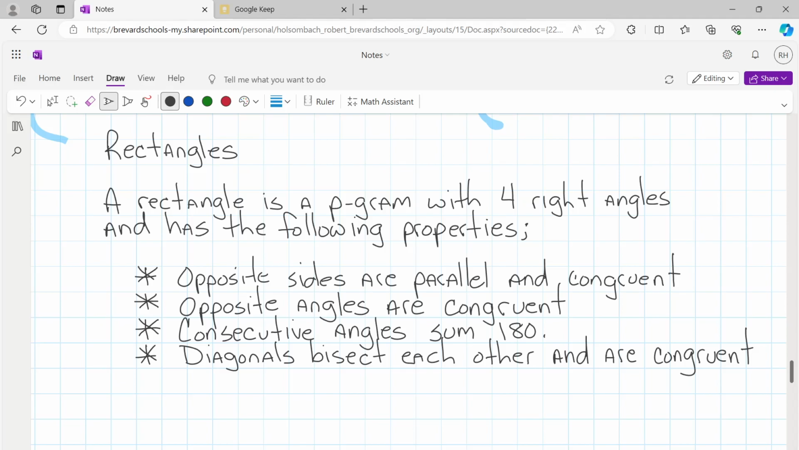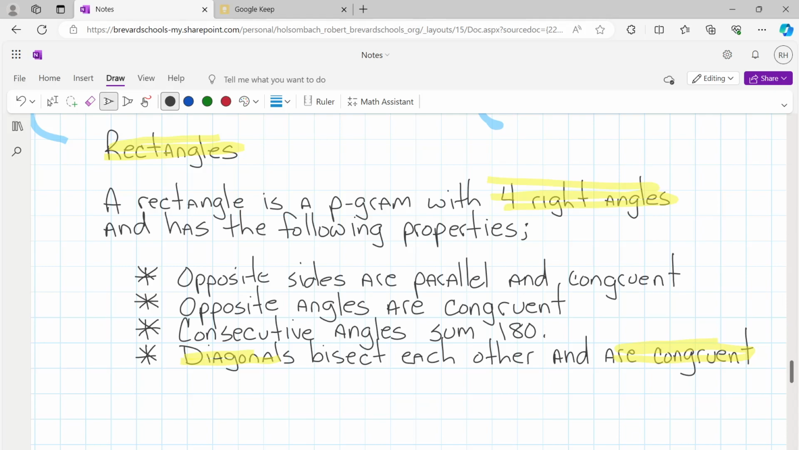So, very similar to the properties of just a parallelogram from yesterday. The only thing I see being different is that all parallelograms don't have four right angles, and all parallelograms don't have congruent diagonals, all right? But rectangles, kind of the key difference here, they've got the four right angles. They're still a parallelogram, but they've got the four right angles and the diagonals are congruent. All the same properties as a parallelogram, but four right angles every time, diagonals congruent every time.